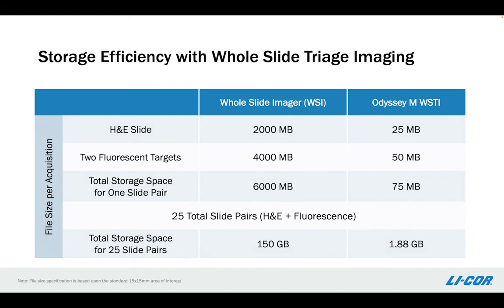In addition, looking at the storage efficiency of whole slide triage imaging, the acquisition of those 25 pairs of slides will result in just under 2 gigabytes of data on an Odyssey M. Compare that to over 150 gigabytes on a traditional whole slide imaging system. This truly demonstrates the value of screening slides and only moving the relevant slides forward for the subcellular imaging.